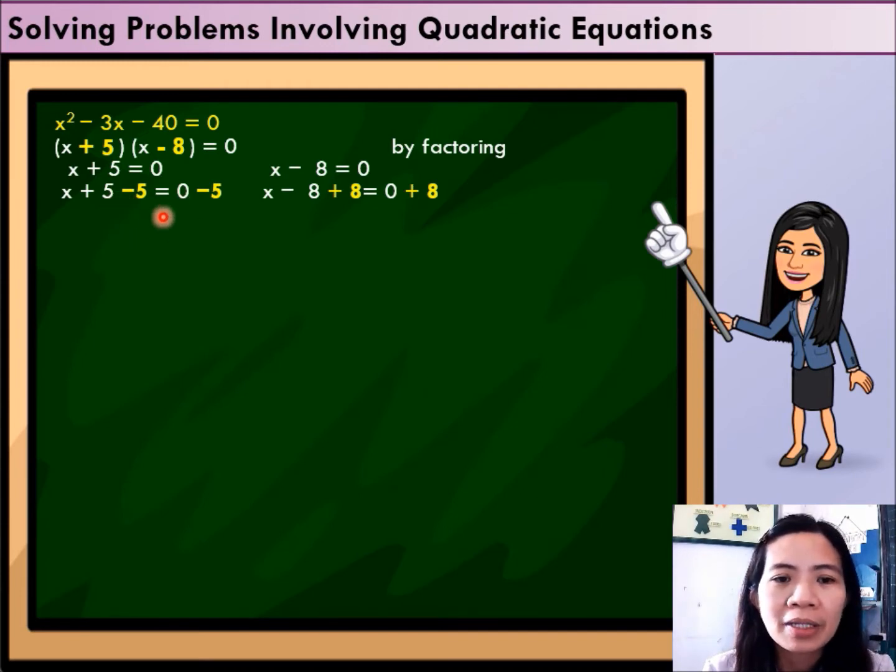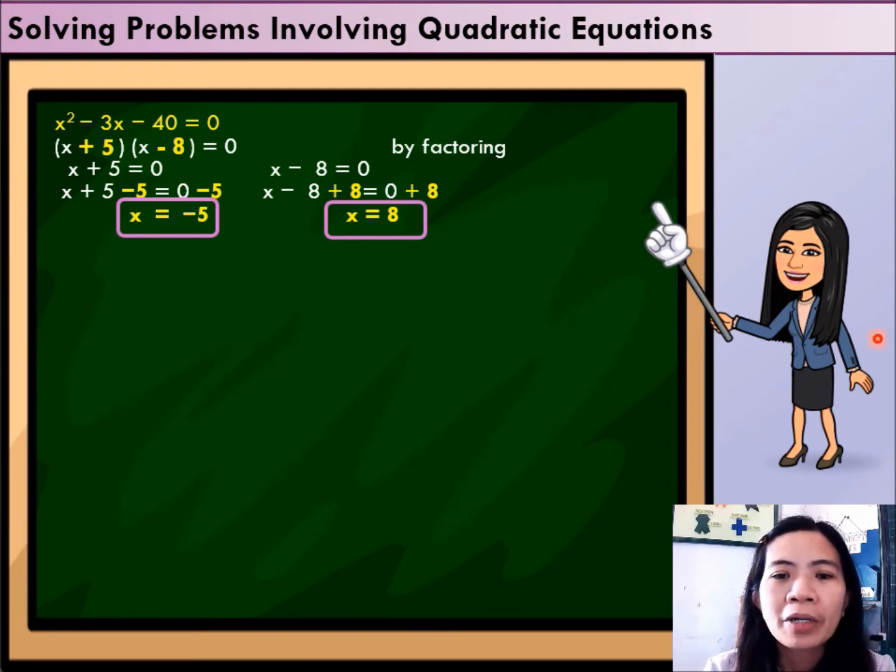Then we also add at the right side 0 minus 5. Okay, this will become x equals negative 5. Then on the other side, we add positive 8 to both sides of our equation. So to simplify, x equals negative 5, and then this one is positive 8. Okay, so these are the roots of our equation.